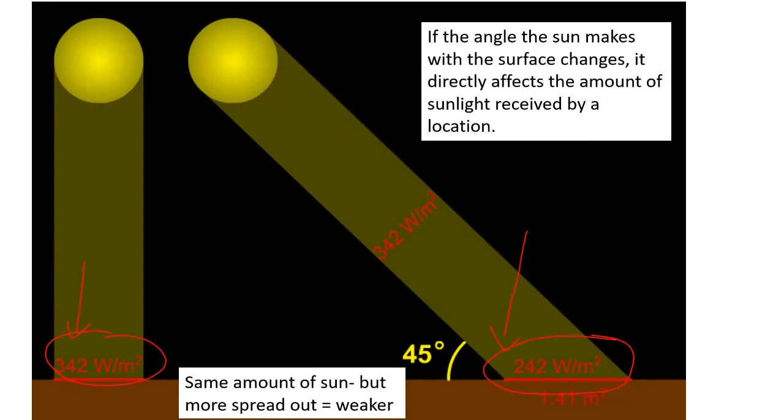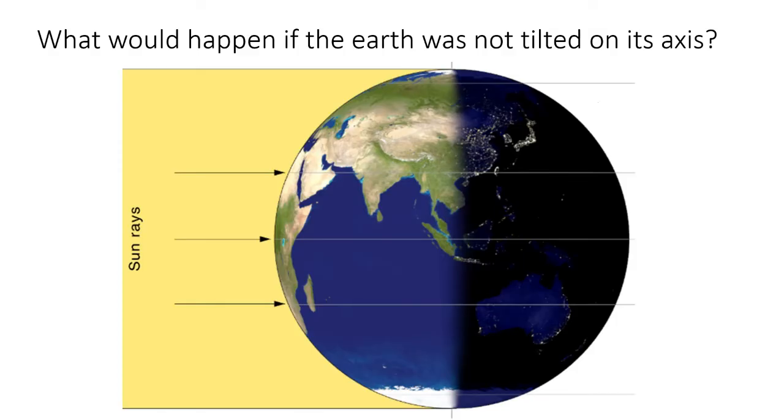Now, what would happen if the Earth wasn't tilted on its axis? If it was just spinning around, straight up and down? Well, we wouldn't have seasons. And everybody would have the same temperatures year-round because your sunlight would not change throughout the year.